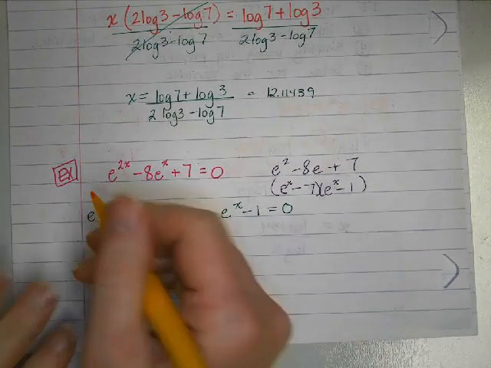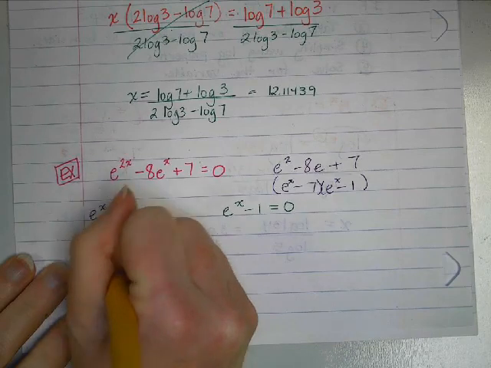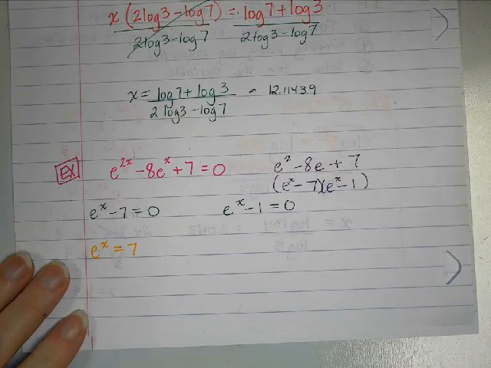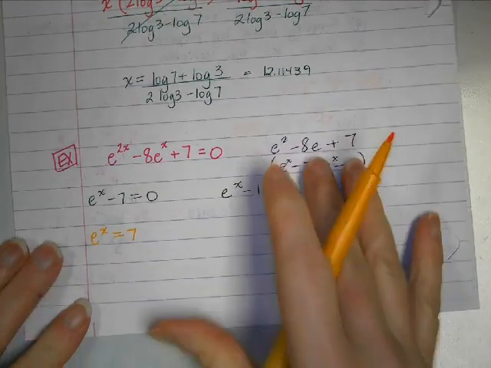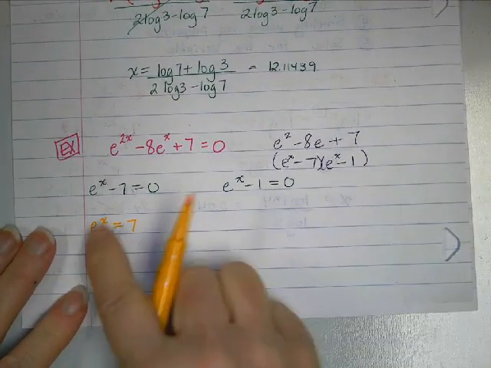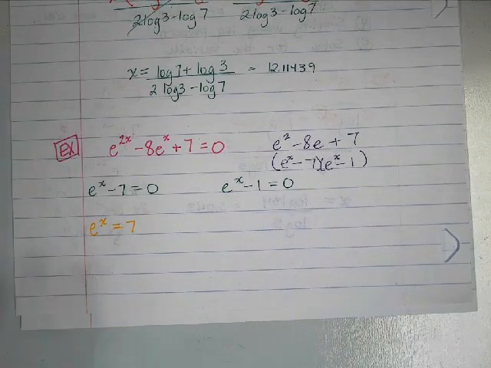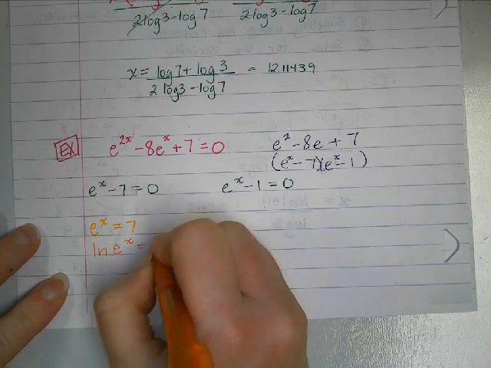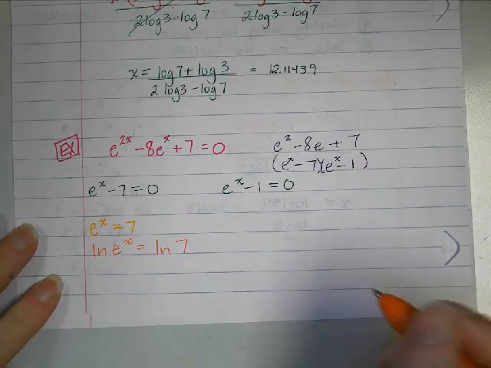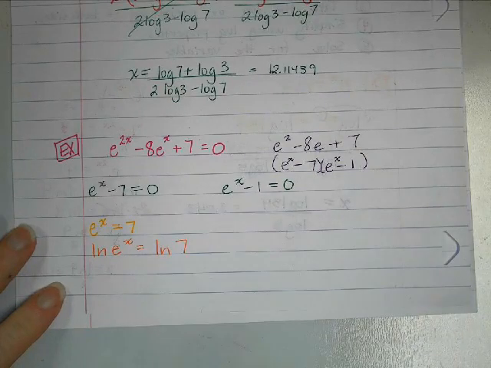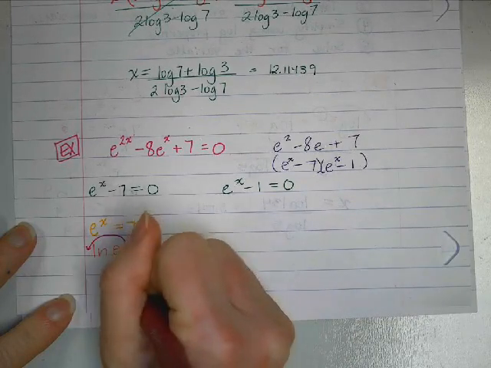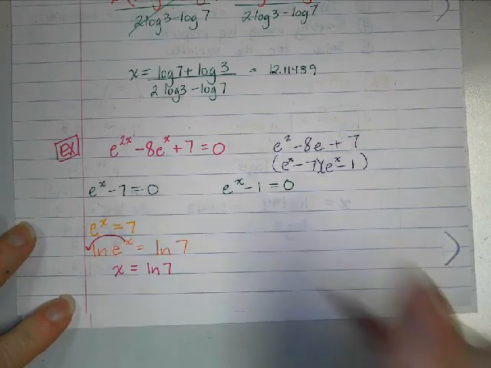So I'm going to move the 7 over, which makes this e to the x equals 7. Can you make that into like bases? No. So we're going to use natural log because it's e. I'm going to write natural log in front of both sides, so it's natural log e to the x equals natural log 7. What happens to natural log e to the x? It's just x. So the answer to this one is just natural log 7.